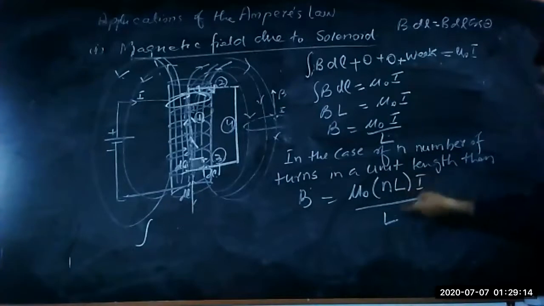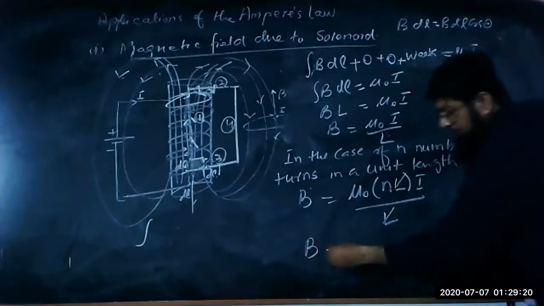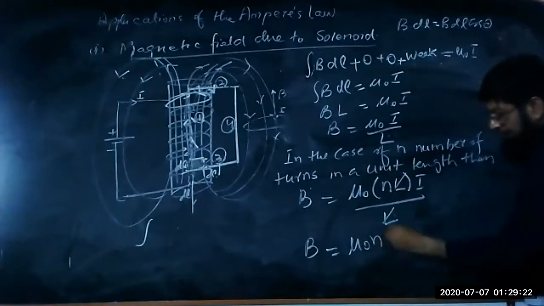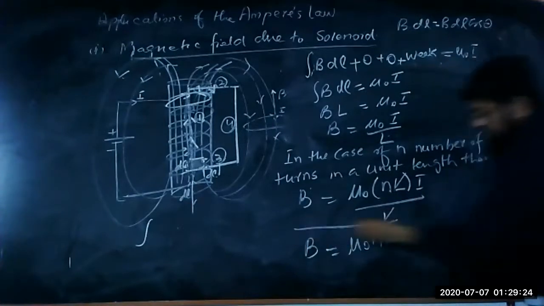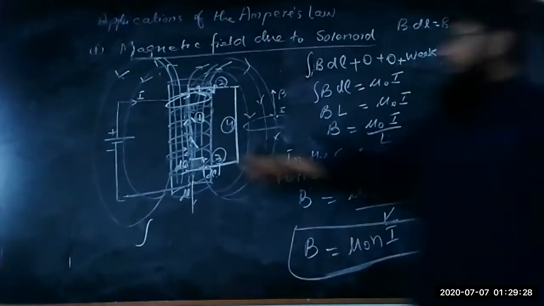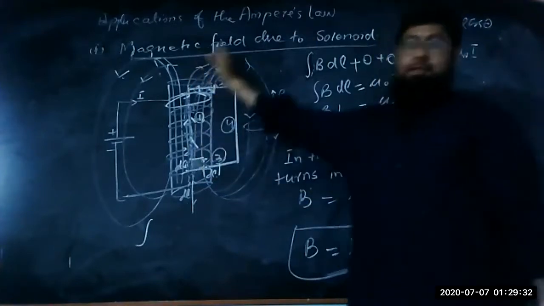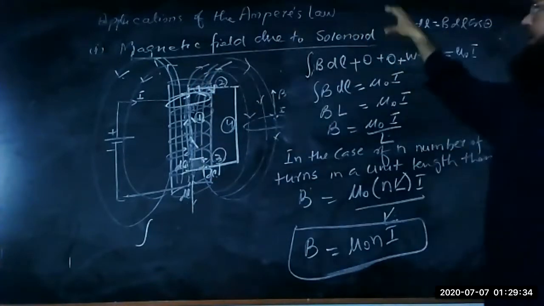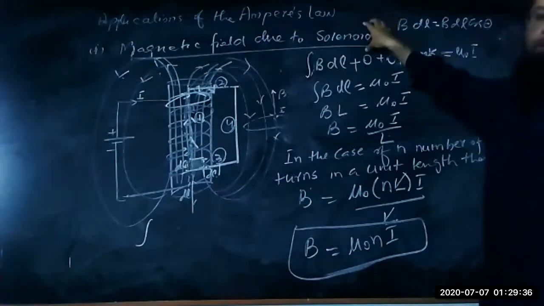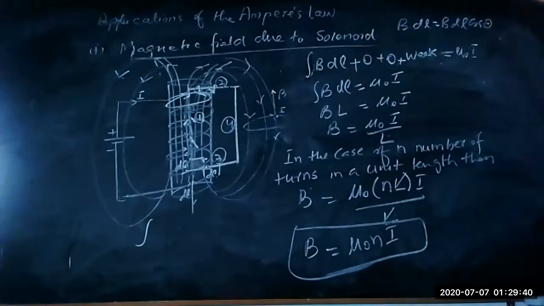If you have 100 turns, you put here the value of 100 turns in a unit length, so L cancels. So the B is equal to mu naught n I. This is the magnitude of the magnetic field inside the solenoid, which is strong and inside. So this is known as the magnetic field due to the solenoid, which is the magnetic field measured in the solenoid using the Ampere's law.